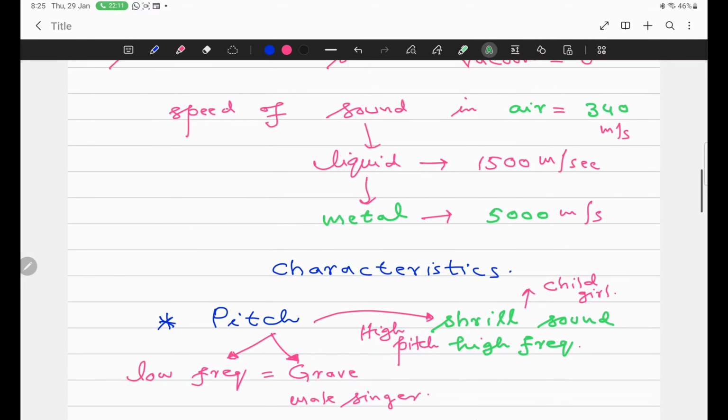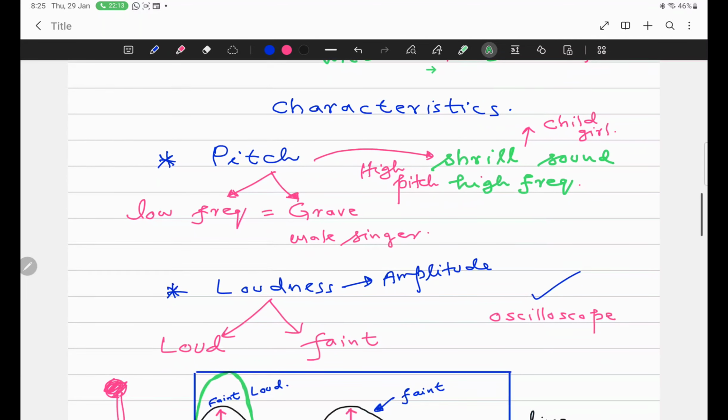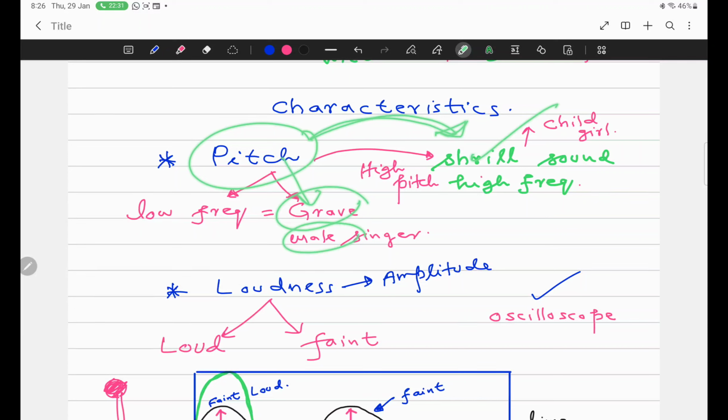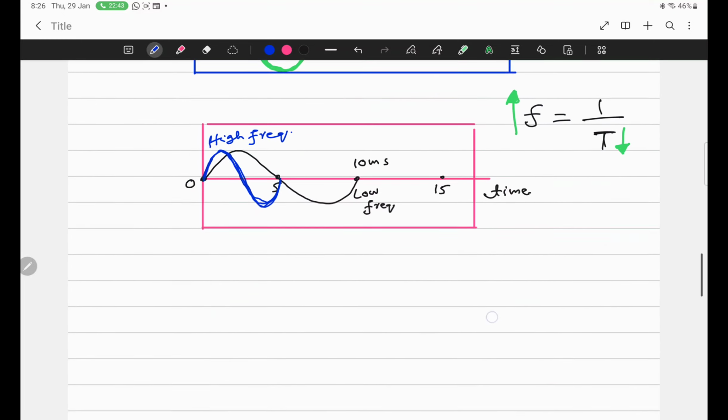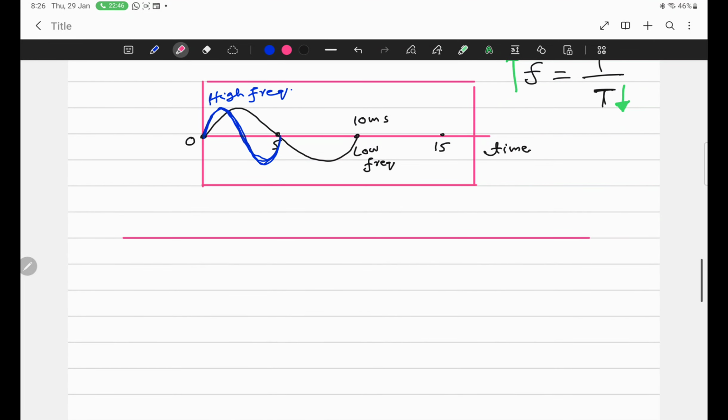So I am summarizing the topic. There are two characteristics of sound. Characteristic number one, pitch. Sir, what is the meaning of pitch? Pitch means a shrill sound or a grave sound. A girl's or child's sound is a shrill sound, and a grave sound is a male sound. A grave sound has low frequency, a shrill sound has high frequency. Loudness means the sound is loud or faint. Okay, and we will solve the questions, then I will explain further.